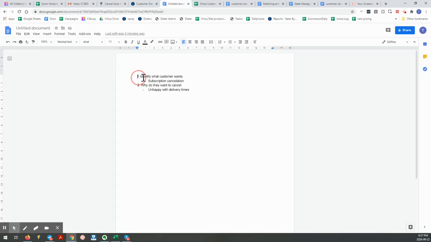So step one, identify what the customer wants. What do they want? A subscription cancellation. Step two, why do they want it? They're unhappy with the delivery times. So, with all this information, we can now start to craft a great customer service email. So, step one is going to be a greeting. Just open up the email with something very simple like this.